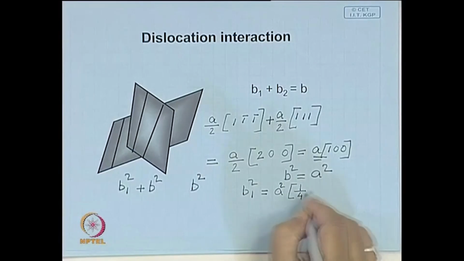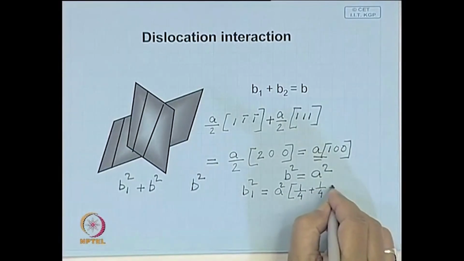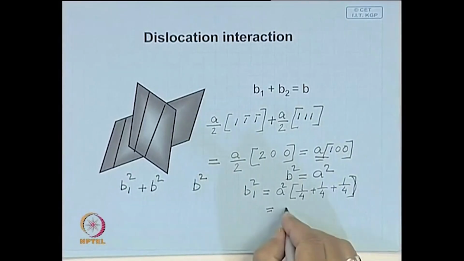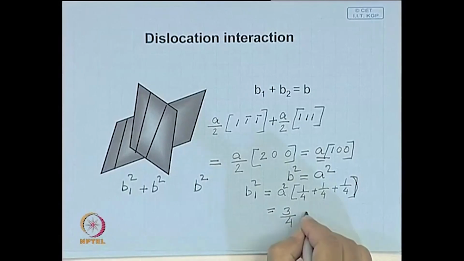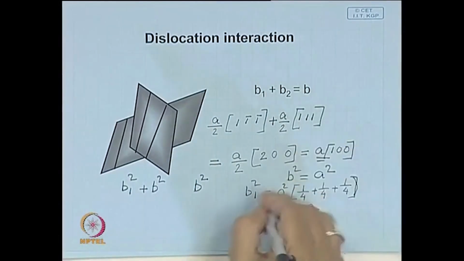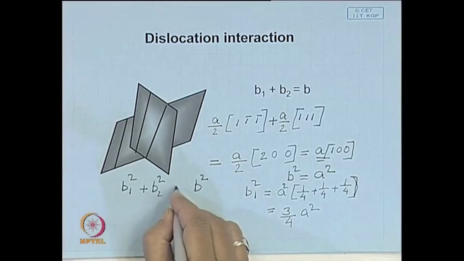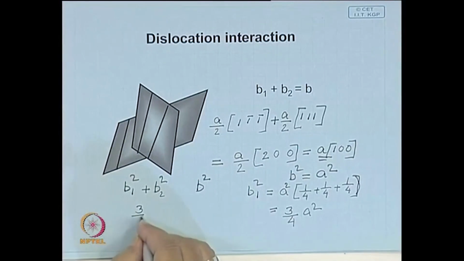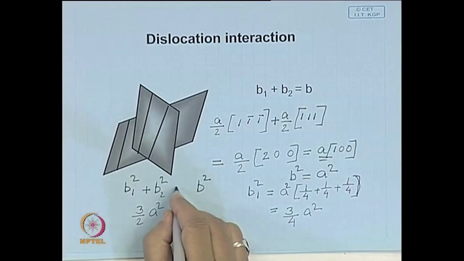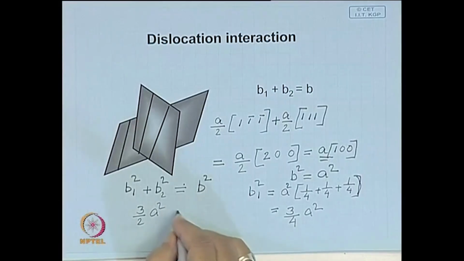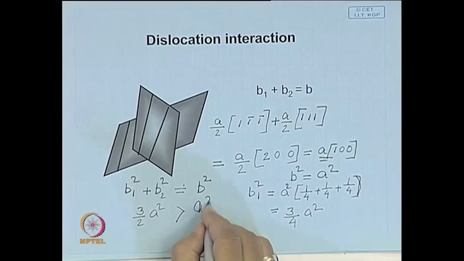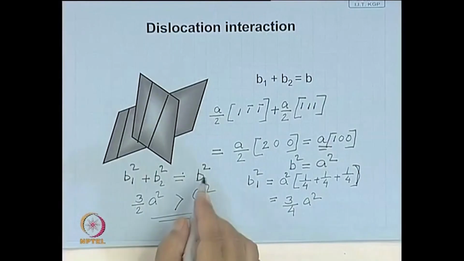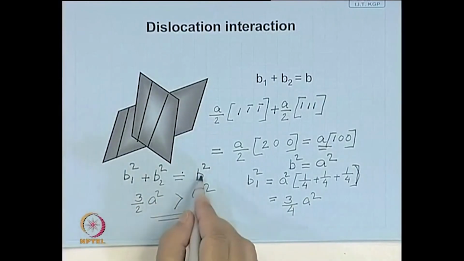So this is 1/4, 1/4, 1/4. So basically this will be 3/4 a square. So there are 2 of 3/4. So basically b1 square plus b2 square will become 3/2 a square. So that means this is greater than a square. So this type of reaction will be difficult to form, whereas you can say that the reverse is possible.